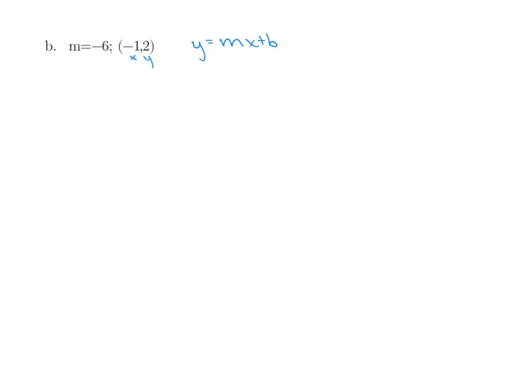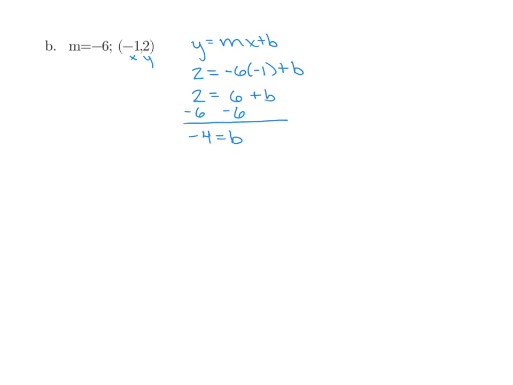So we get y is 2 equals negative 6 times x is negative 1 plus b. If we solve for b, we're going to multiply negative 6 times negative 1. That gives me 6. And then to solve for b, we're going to subtract 6 from both sides. We get negative 4 equals b.